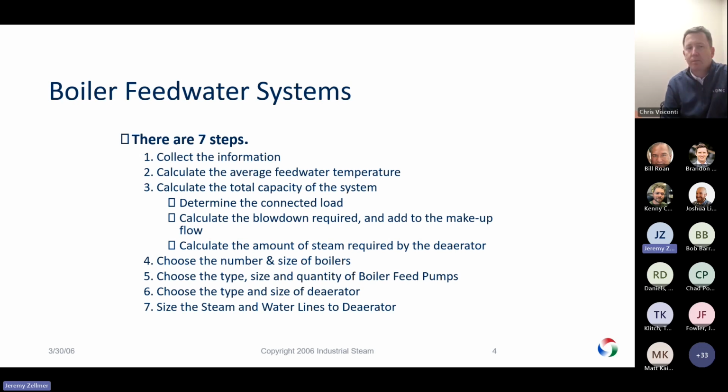1, collect the information. 2, calculate the average feed water temperature. 3, calculate the total capacity of the system. Determine the connected load. Calculate the blowdown required and add to the makeup flow. Calculate the amount of steam required by the deaerator or feed system. Choose the number and size of boilers. Choose the type, size, and quantity of boiler feed pumps. Choose the type and size of deaerator feed tank. Size the steam and water lines to the deaerator/feed tank.